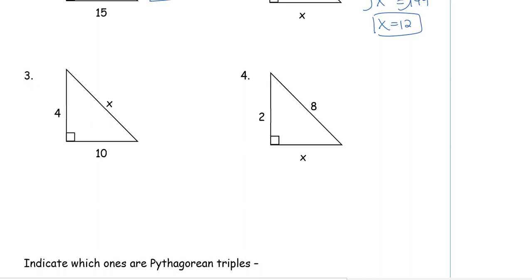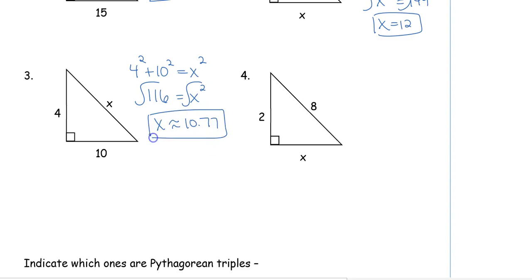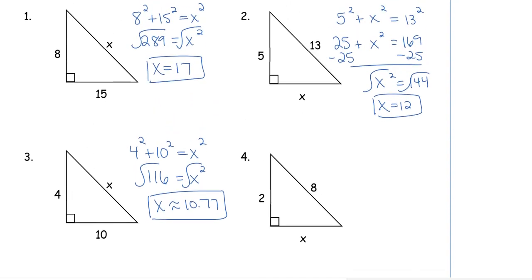Same process every single time. Leg squared and leg squared is equal to hypotenuse squared. So we've got 4 squared plus 10 squared is equal to x squared. And 4 squared and 10 squared together is going to give us 116. When we go to take the square root, we have a problem. We end up with x is going to be about 10.77. Your calculator is going to give us a decimal answer. That means that it's not a perfect square root the way we got in number 1 and number 2.